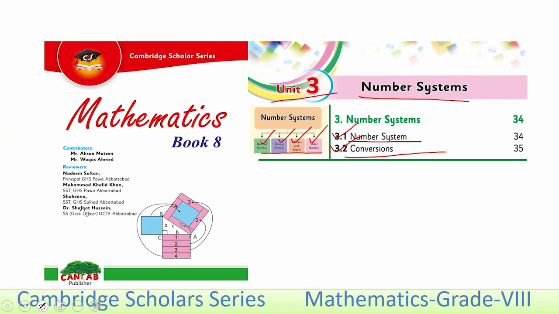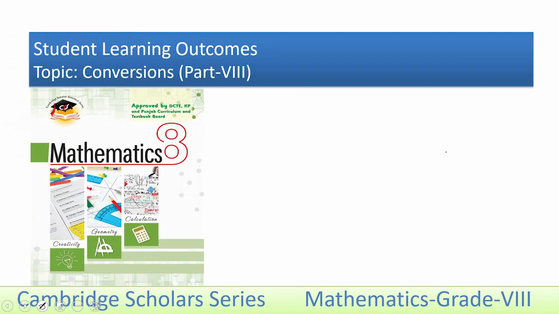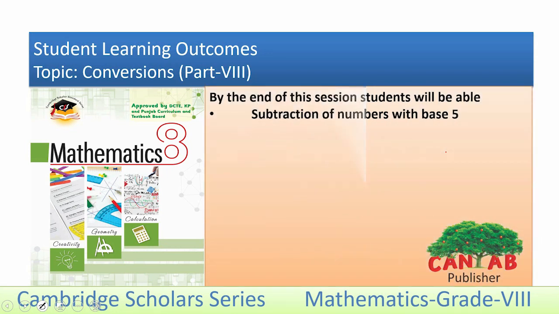Students, now come to today's topic. Our today's topic is conversion part 8. Part 8 means this is our 8th lecture from this topic. We will discuss only one SLO. SLO means student learning outcomes: subtraction of numbers with base 5. Subtraction of numbers with base 5 is similar to the subtraction of numbers with base 2 and numbers with base 10, the decimal number system.